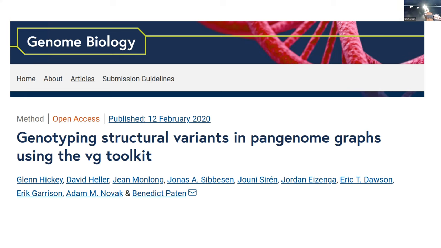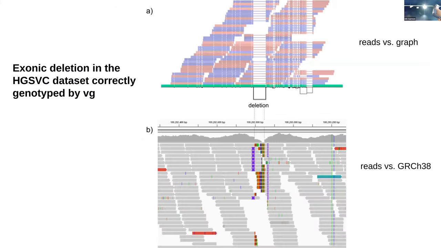Those variants weren't in the Thousand Genomes Project, but they were made by the HGSVC. It's like an SV group of the Thousand Genomes Project that continued working on it. And so we took the variants from that and we showed you could genotype structural variants efficiently using the same tooling. This is just a one-off example to show how it works.